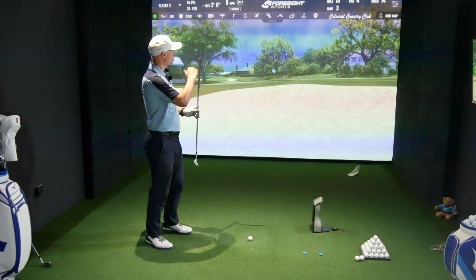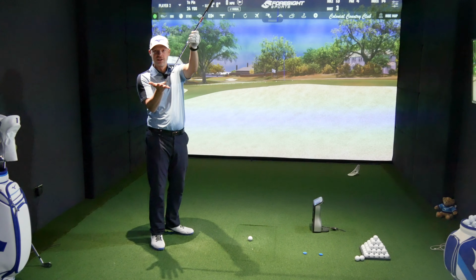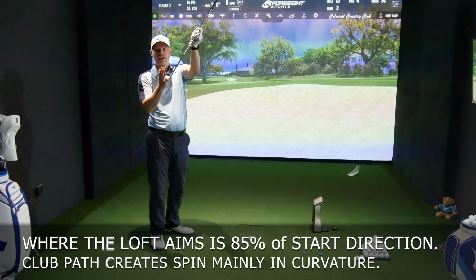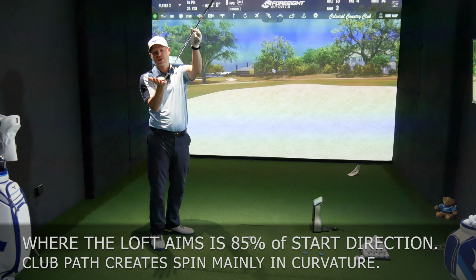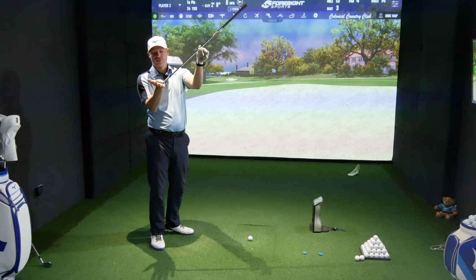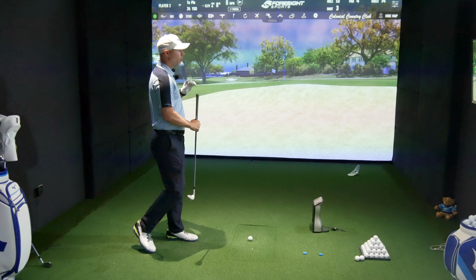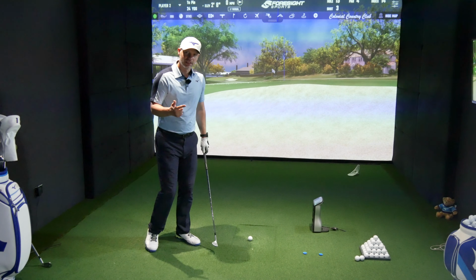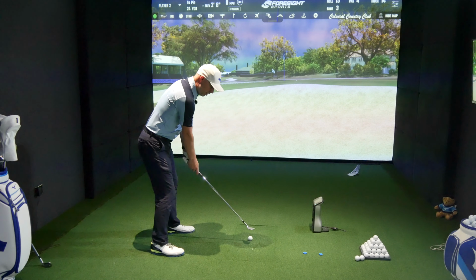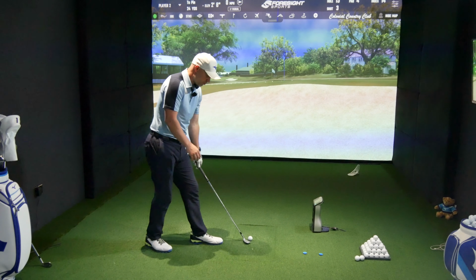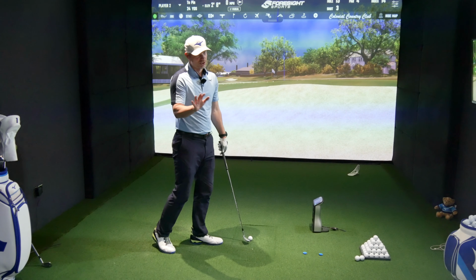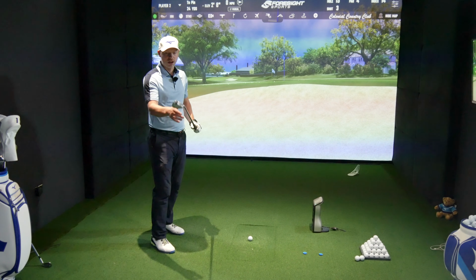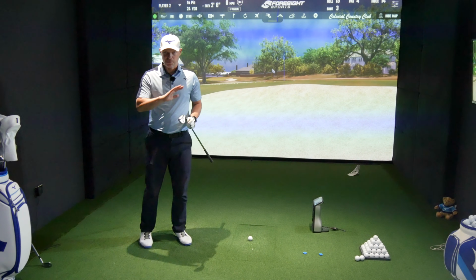The reason why you see so much curvature on the first one is the face is just open. And then you've got a big difference between where that face is looking and where the loft is pointing. When you have no difference between where the face is pointing and where the loft is pointing, you get no curvature. So all I really need to do on that last one was just lower my handle some more. But that's dynamic lie. And that's the same amount of face open, that's just with the handle moved. If I was to do the same amount of face open but raise my handle, now that's tricky, especially on a mat like this, that would go even further right. So dynamic lie, when it comes to a bunker situation, is paramount.